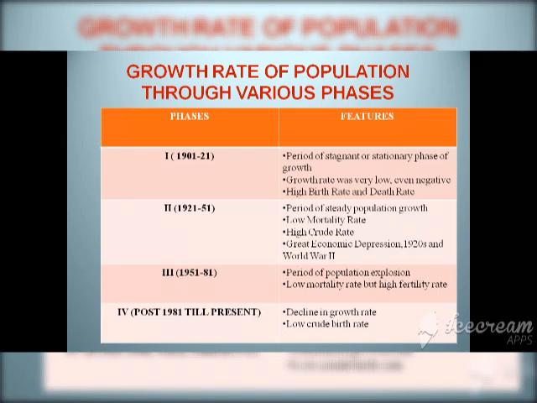after independence, developmental activities took place which led to low mortality rate and high fertility rate. There was a sudden burst of explosion, with natural increase and higher growth rate. Besides, international migration from Tibet, Bangladesh, Nepal, and even Pakistan also led to high growth rate in this phase. Then the last phase, phase 4, is post 1981 till present.